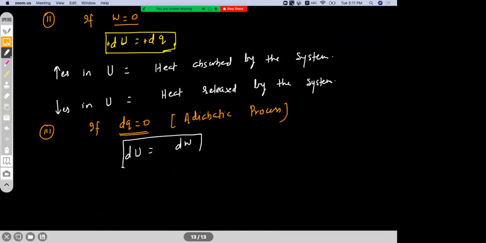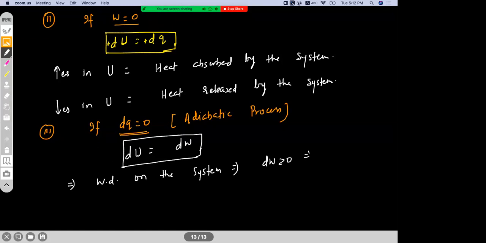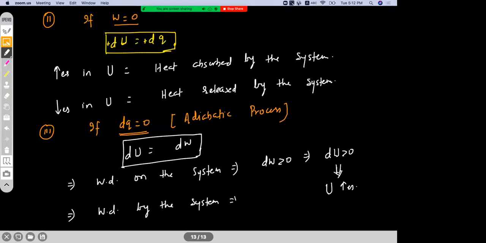So internal energy depends upon whether work is done by the system or on the system. If we have work done on the system, it means dW greater than zero, which further means dU greater than zero, which further means internal energy U increases. If you have work done by the system, dW less than zero, dU less than zero, internal energy decreases. These are the three conditions you can think of.